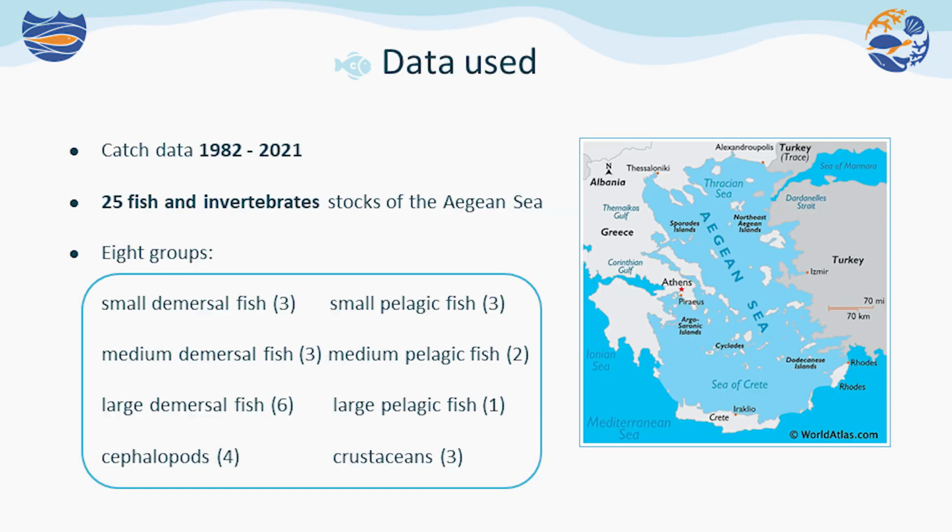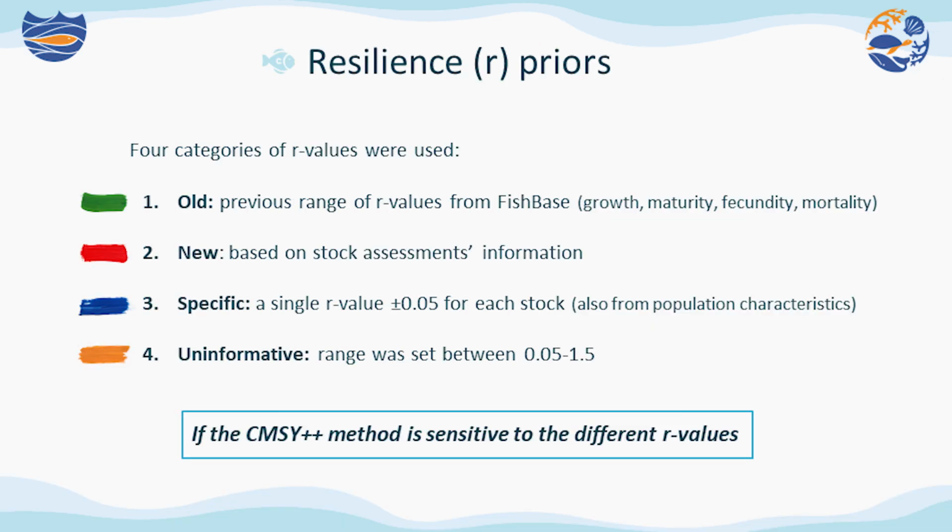For this project, we used the available catch data from 1992 to 2021 for 25 fish and invertebrate stocks of the Aegean Sea, which consisted of 8 different groups: 3 small demersal fish, 3 small pelagic, 3 medium demersal, 2 medium pelagic, 6 large demersal, 1 large pelagic, 4 cephalopods, and 3 crustacean stocks, in order to reflect the different species and their ecological roles in the Aegean Sea and the Aegean fisheries.